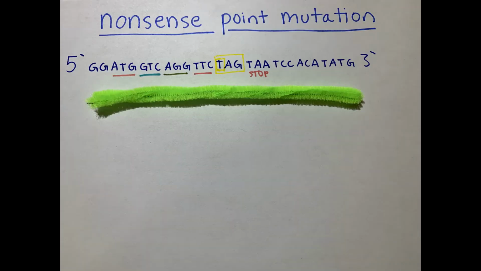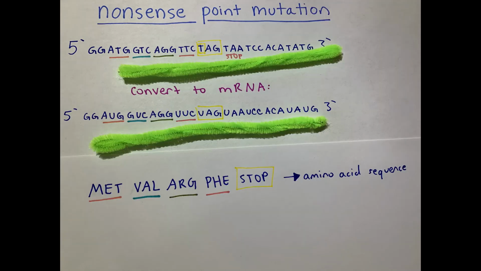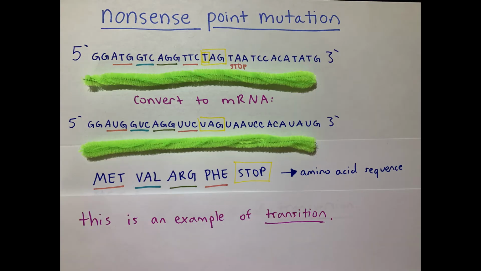The second point mutation is a nonsense point mutation, which is a change in the DNA strand that causes the end of the translation earlier than the original translation. Here I changed TAA to TAG, which is a stop codon. After converting to mRNA, we can code the green strand and see that the change from adenine to guanine codes for a stop codon and ends the translation early. Here's the new amino acid sequence due to nonsense point mutation. This is a transition as adenine, a purine, is changed to guanine, also a purine.